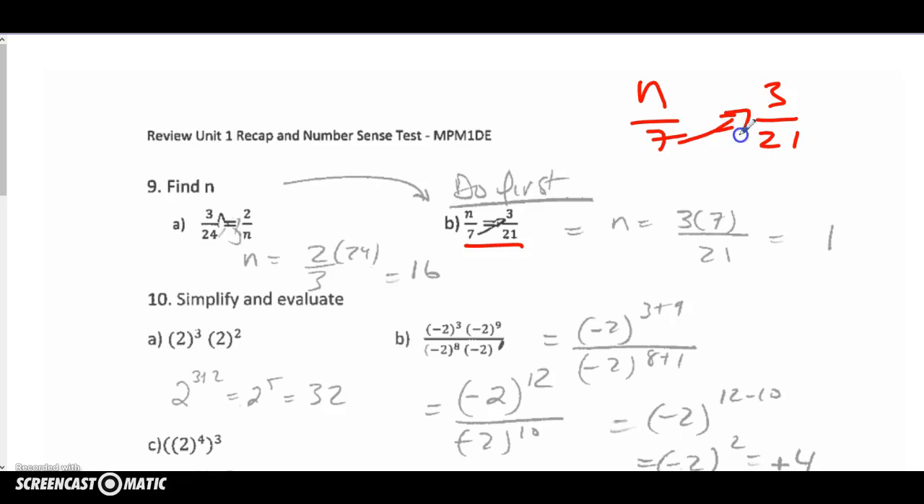It's on the bottom here, so you bring it across here. It's dividing here. It's multiplying here. So n equals 3 times 7, which is 21. Here, a little bit more work. Okay, you can flip them if you want. You can go ahead and say 24 over 3 is equal to n over 2.